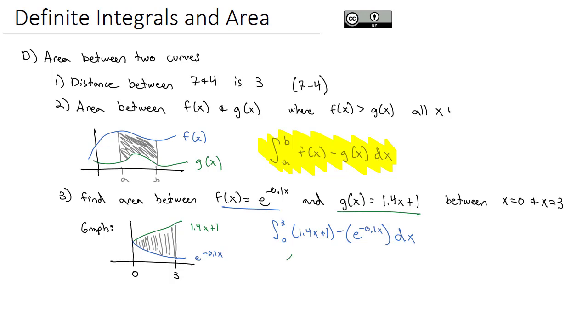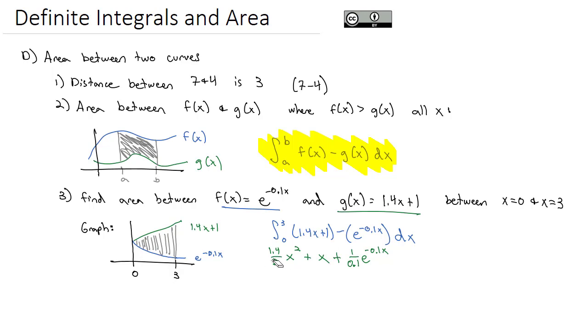Let's go ahead and evaluate this. That's going to be x squared. Then we take the 1.4 divided by 2 plus the antiderivative of 1 is x minus the antiderivative of e to the stuff is e to the stuff. And then we have to divide by the derivative of that stuff. So we're going to divide by negative 0.1, which makes it a plus 0.1.